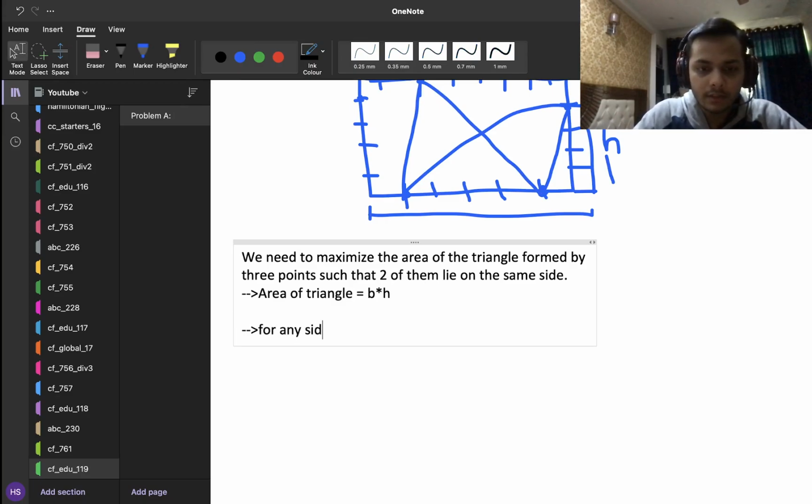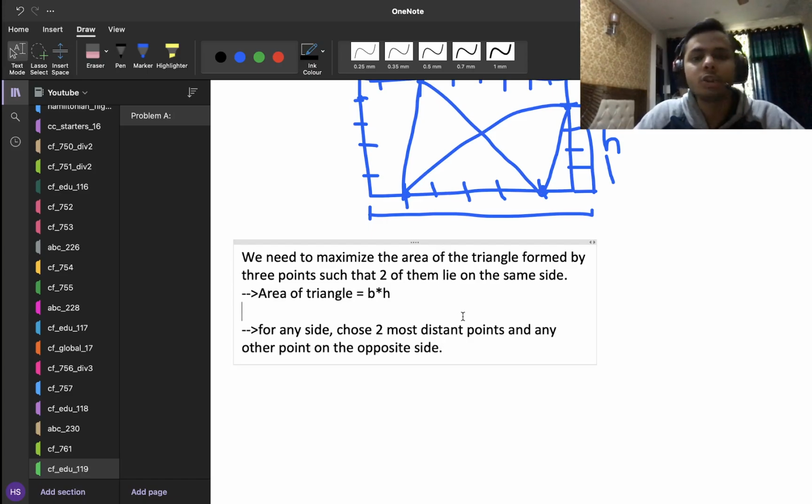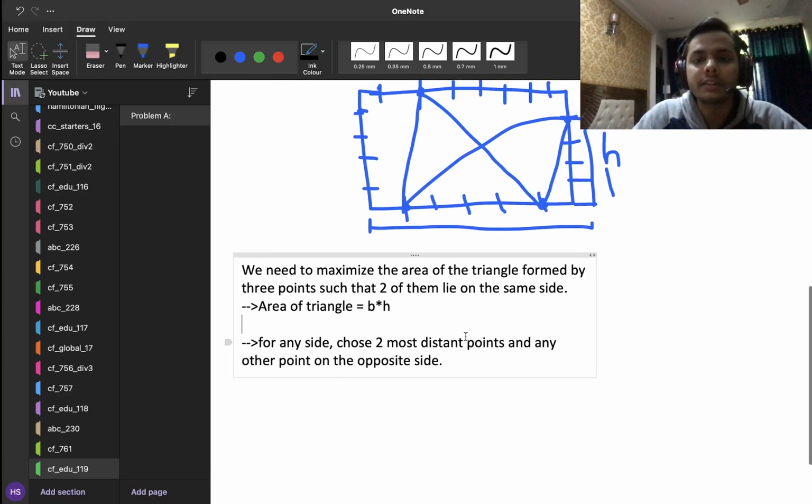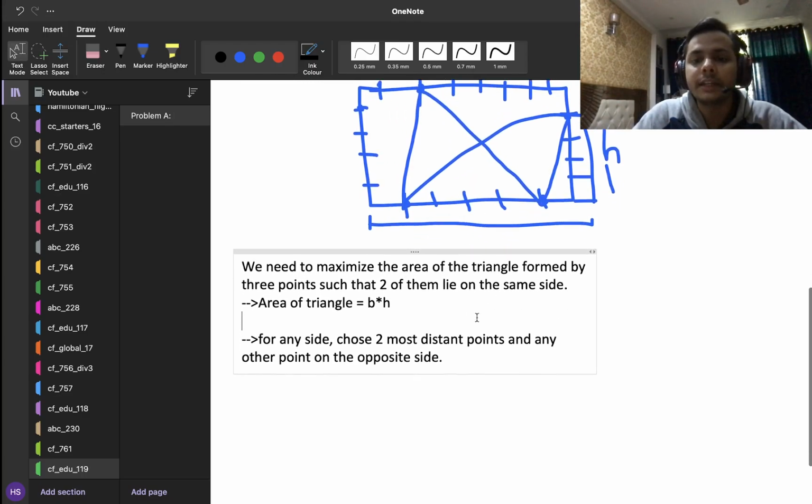For any side, choose two most distant points and any other point on the opposite side. So just do this for all the 4 sides and take the maximum value that you'll get, and that will surely be your answer. And I have already proved this, right?